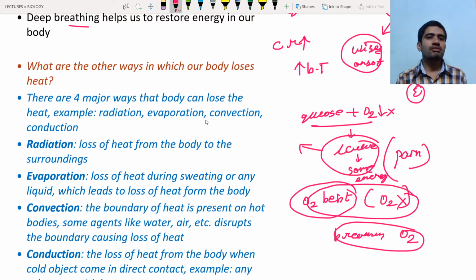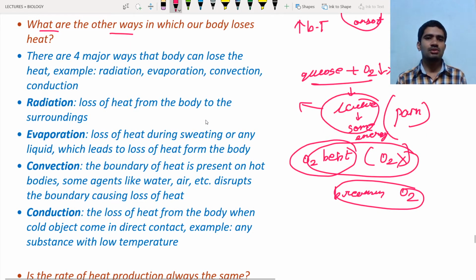There is a question: what are the other ways in which our body loses heat? In this question, they are asking how the heat which is produced and maintained in the body is lost. What are those ways? There are many ways, but there are four major ways: radiation, evaporation, convection, and conduction. If you search on Google, you will find many ways of losing heat from the body. Remember these four major ways.